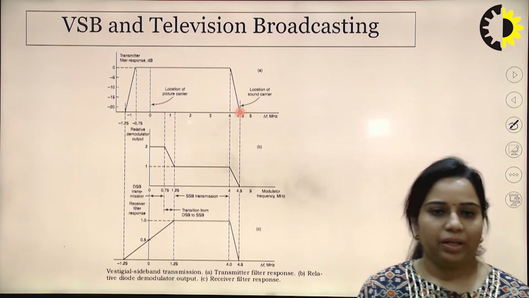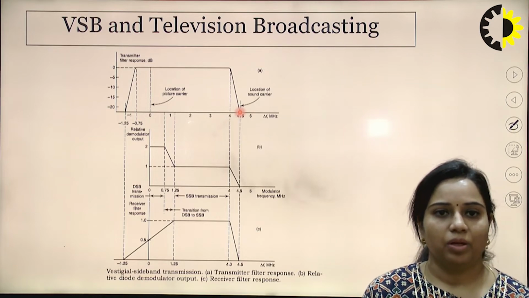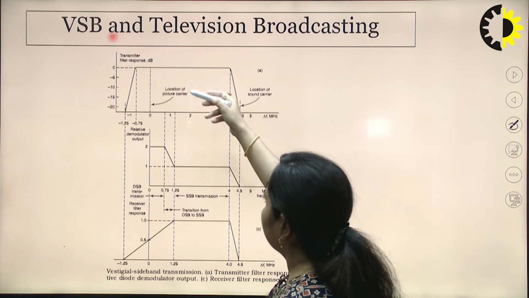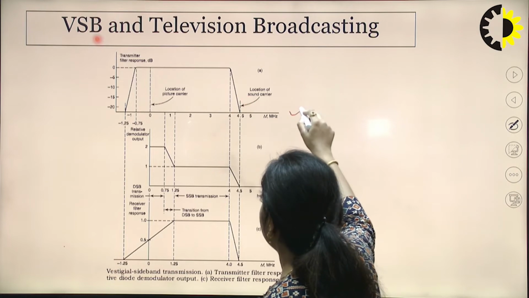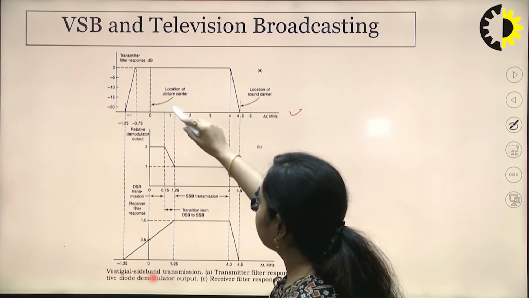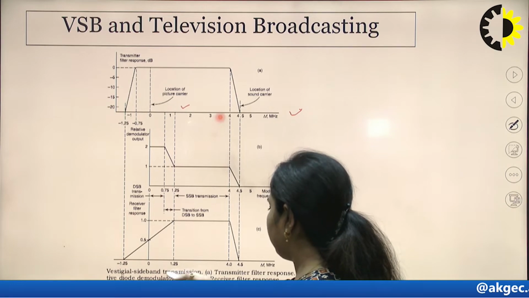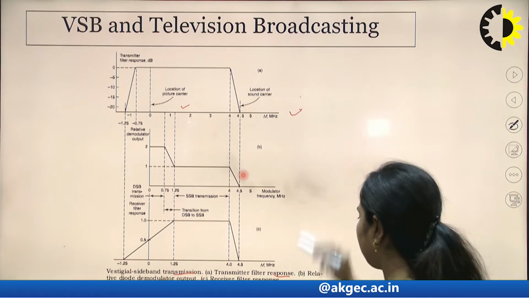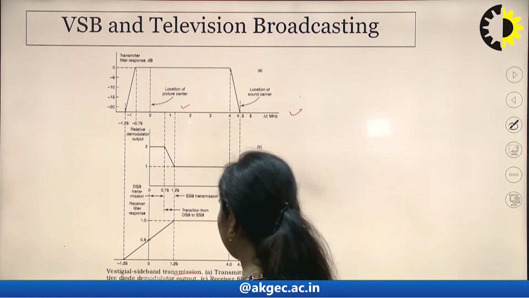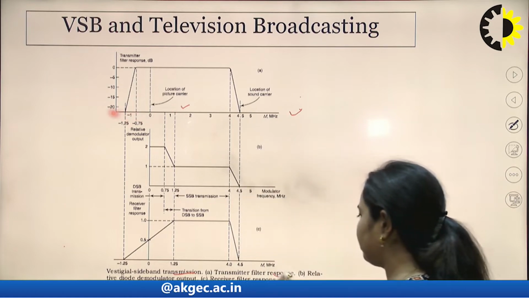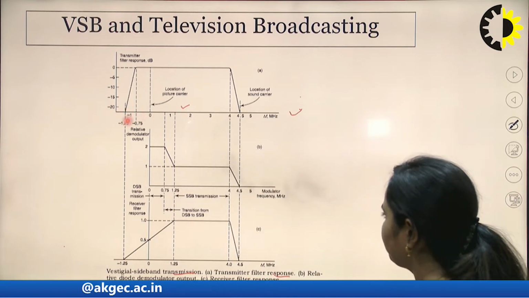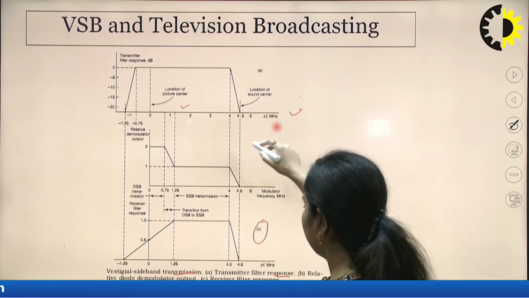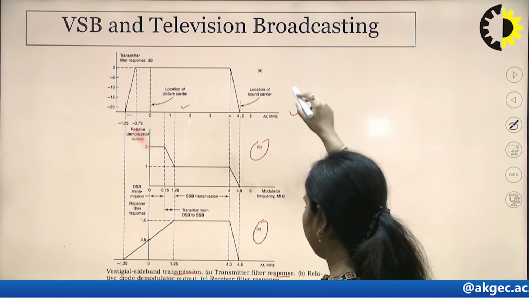Now the major application of VSB is in TV broadcasting or television broadcasting. Here this is the transmitter filter response in decibels versus delta f. This is the location of the sound carrier, and this is the location of the picture carrier. For VSB sideband transmission, the transmitter filter response is shown in figure A, in B is the relative diode demodulator output, and in C we have the receiver filter response.